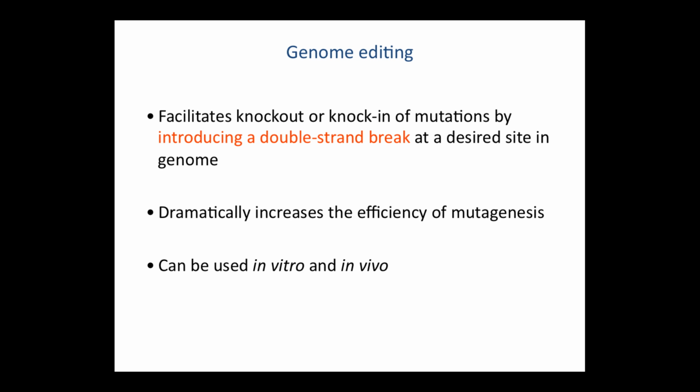Genome editing takes advantage of new technologies that let you introduce double-strand breaks anywhere you like in the genome. By causing a double-strand break, you can dramatically improve the efficiency of mutagenesis, whether you're trying to simply knock out a gene or trying to knock in a specific DNA variant or stretch of DNA. Genome editing tools have now been well validated to work both in vitro, in cells in culture, as well as in vivo, in organisms ranging from fruit flies to zebrafish to mice to even non-human primates.